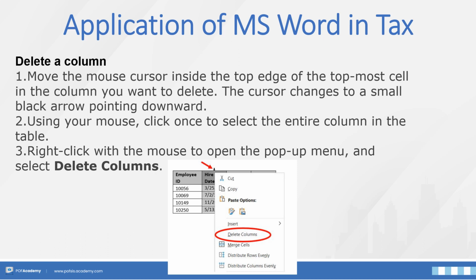Next, if you wish to delete a column, first, move the mouse cursor inside the top edge of the topmost cell in the column you want to delete. The cursor changes to a small black arrow pointing downward. Second, using your mouse, click once to select the entire column in the table. Then, lastly, right-click with the mouse to open the pop-up menu and select Delete Columns.